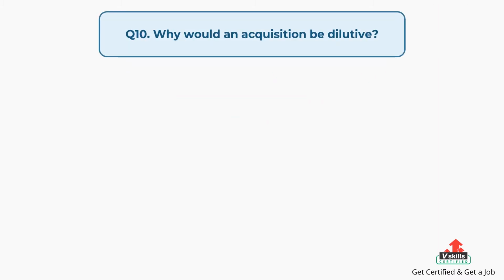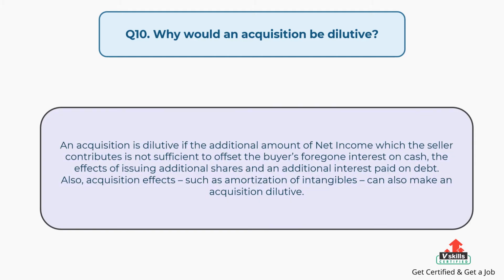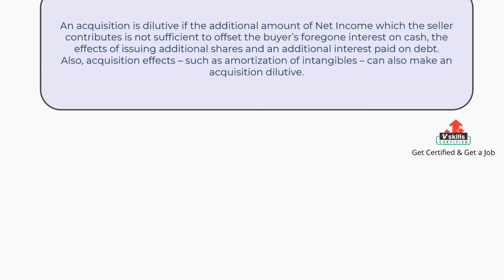Question number 10. Why would an acquisition be dilutive? The answer is, an acquisition is dilutive if the additional amount of net income which the seller contributes is not sufficient to offset the buyer's foregone interest on cash, the effects of issuing additional shares and an additional interest paid on debt. Also, acquisition effects, such as amortization of intangibles, can also make an acquisition dilutive.